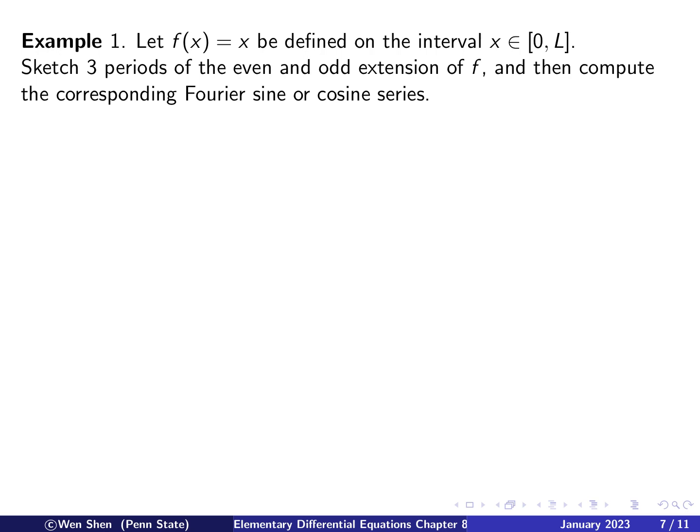Okay, let's take an example. So let's have a function f(x) equals x, just to be simple, to get the idea, and that is defined on the interval from 0 to L. You can even think L equals 1. Okay, and then you are asked to sketch 3 periods of the even and odd function of f, and then compute the corresponding Fourier sine or cosine series.